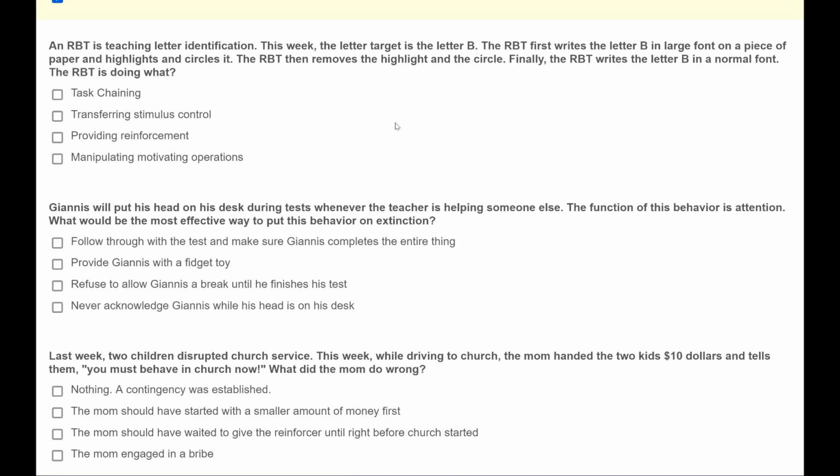We look at A, task chaining. We know it's not task chaining because it has to do with our prompts, right? We're trying to remove the prompts. Look at B, transferring stimulus control. Transferring stimulus control is not as complicated as it sounds.